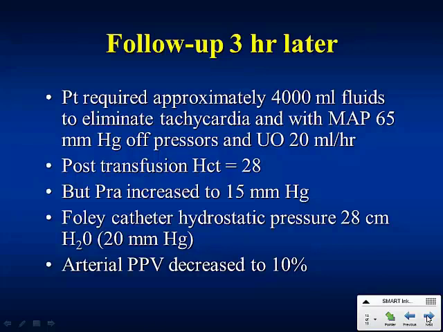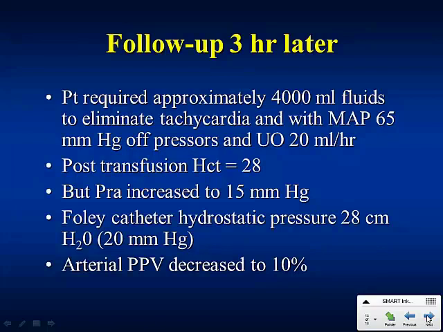Okay, 3 hours following up. Patient now has gotten 4 liters of fluid by us. We kept giving volume after volume after volume, and it took us 4 liters to eliminate the tachycardia. She started to pee a bit. Mean arterial pressure was 65 off pressors, never once saw norepi. The urine output is now up to 20 mLs an hour, so the surgeons were happy.